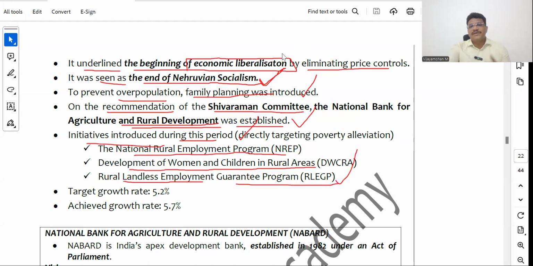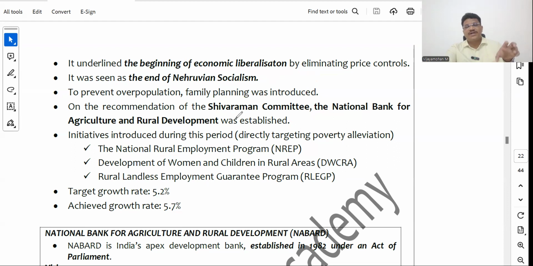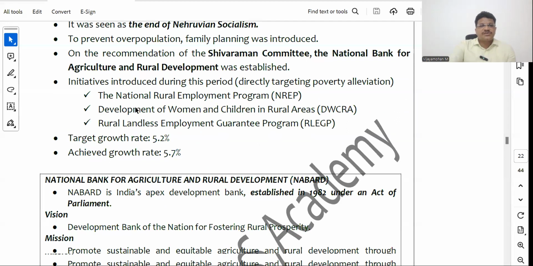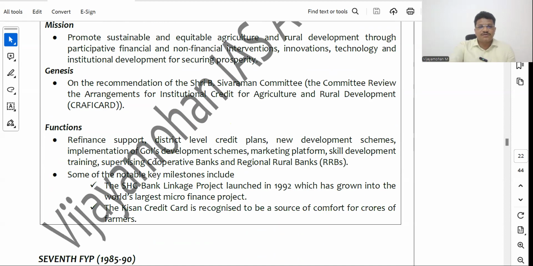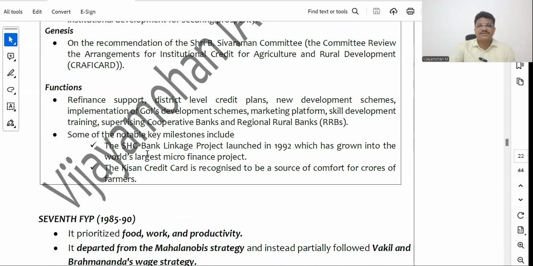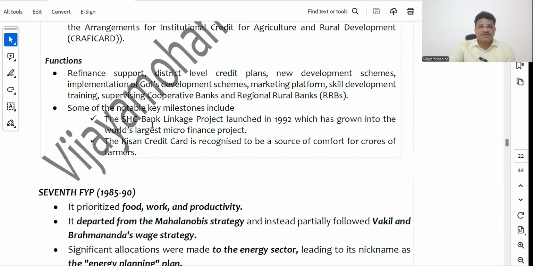We will be reading about all these programs while we are dealing with poverty and other related issues and poverty alleviation programs, right? As of now, just try to remember which are the important programs introduced in the sixth 5-year plan, and it is quite a successful plan. The target growth rate was 5.2% and the achieved growth rate was 5.7% of GDP, right? Just try to go through the additional information about NABARD. As I already told you, many questions in previous examinations were concentrated on NABARD.